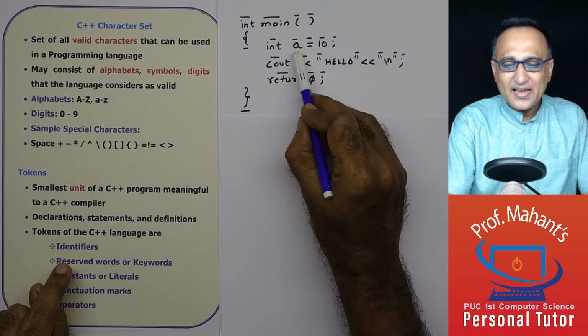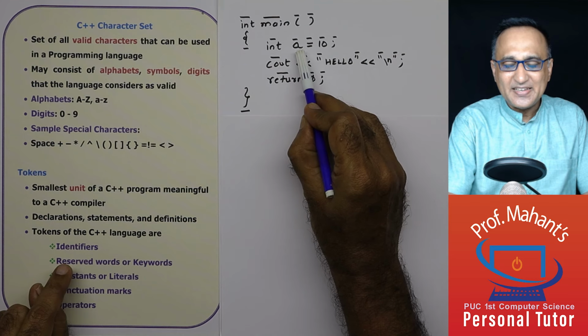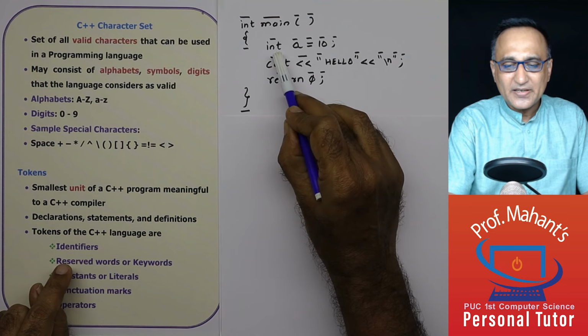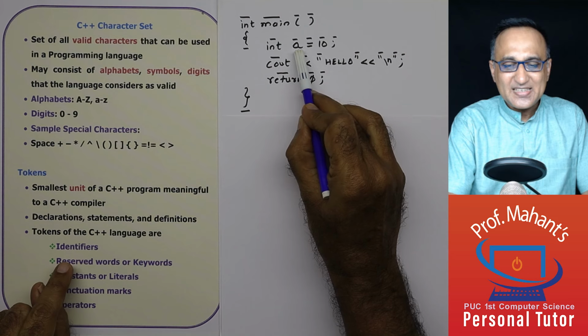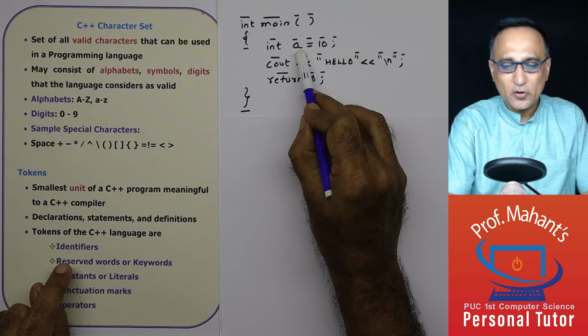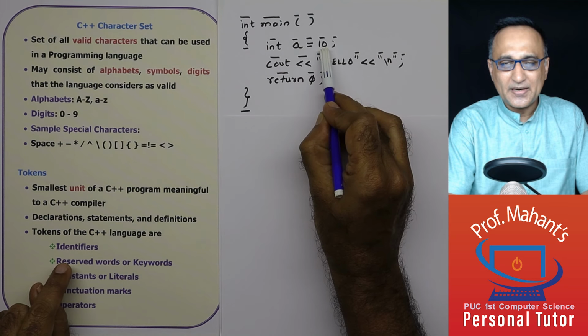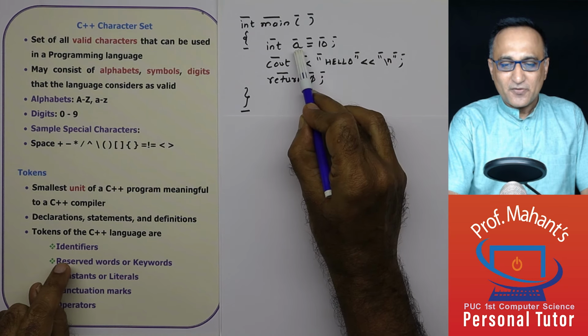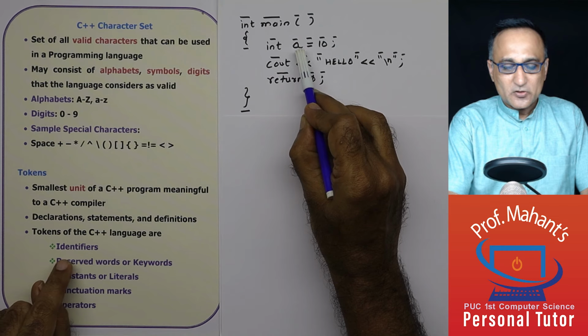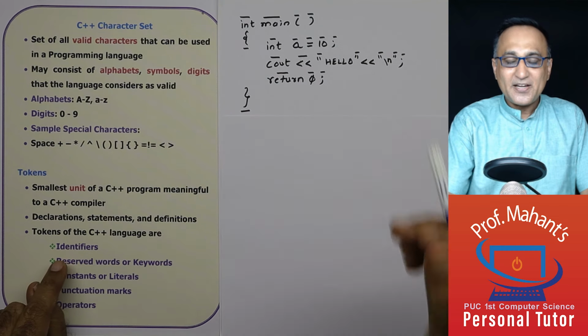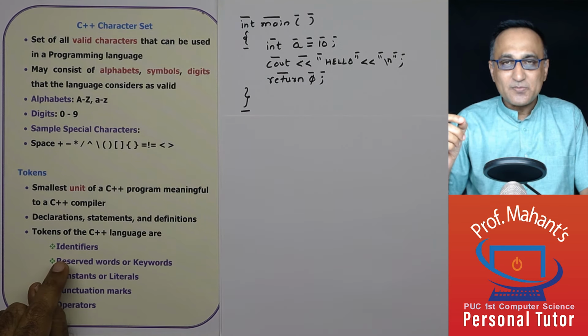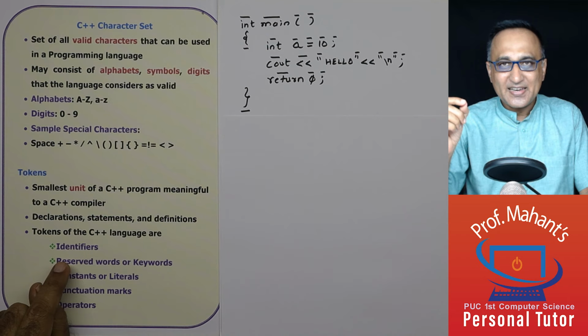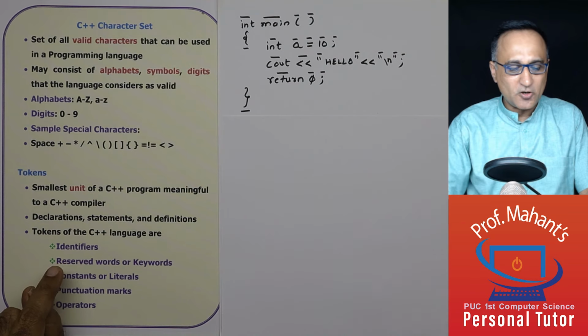Here, instead of A, I could have given it B, C, D. I'm telling A is of the type integer. So A is an identifier. That means it is identifying a given memory location with a value 10. In place of A, can I use B? Absolutely. So B is also an identifier. So identifiers are user given names to certain things like variables, functions, and so on, in a very general term given to objects. We'll tell what is the object.